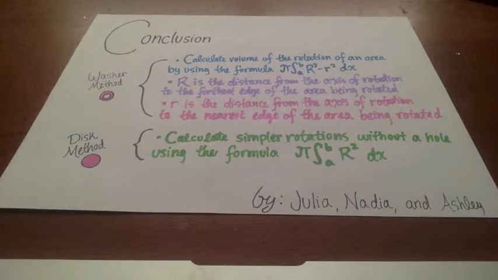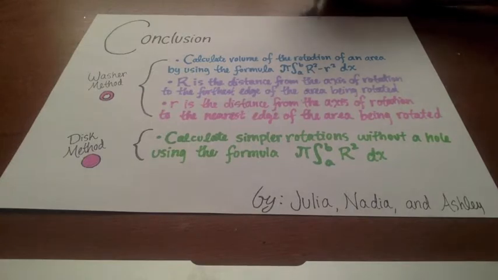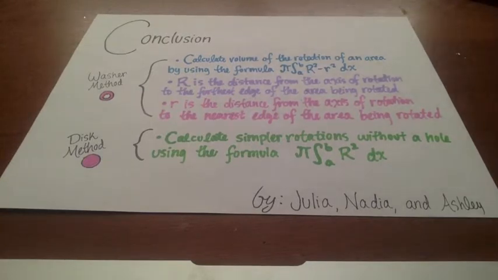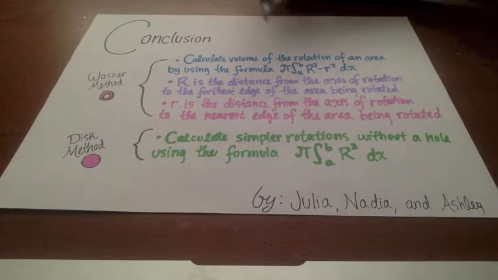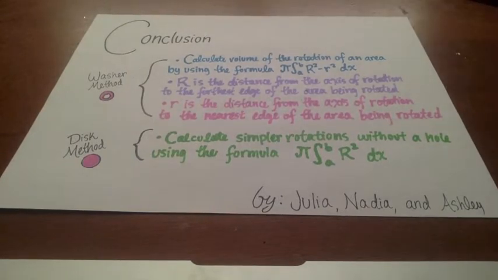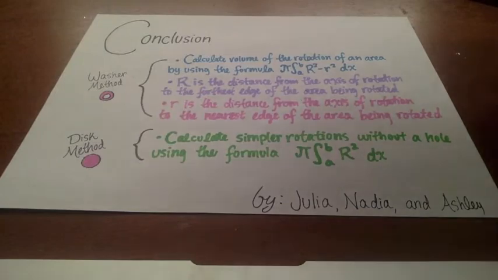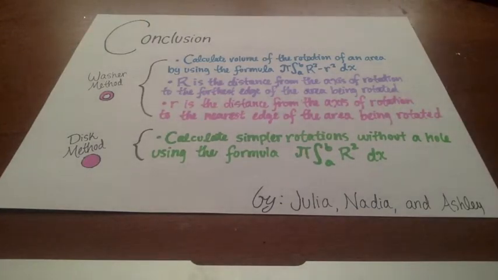So in conclusion, to calculate the volume of rotation of an area, we use the formula pi, the integral from a to b, of big R squared minus r squared dx. Big R is the distance from the axis of rotation to the furthest edge of the area being rotated. And little r is the distance from the axis of rotation to the nearest edge of the area being rotated. And all of this is an explanation of the washer method.